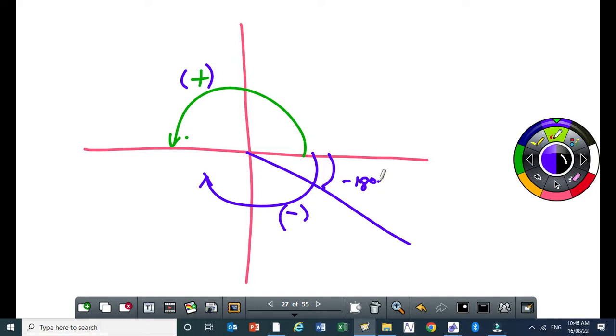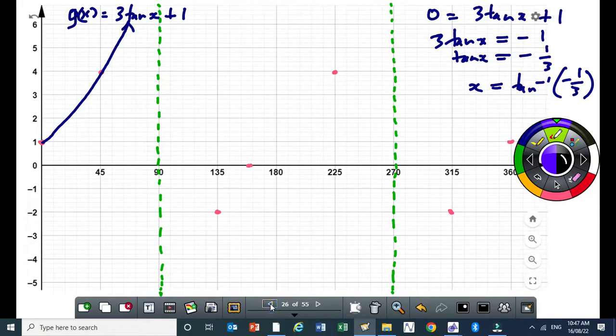So here now, if you are in the fourth quadrant, you are going to get an angle which gives you the same ratio in the second quadrant. You just add 180 to this minus 18, and you get what? 162.